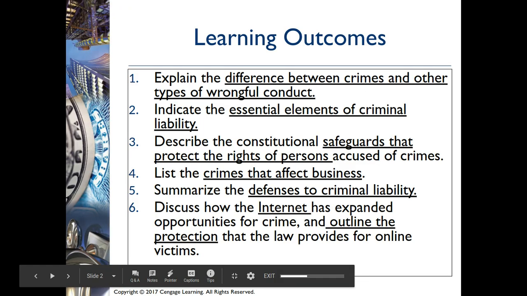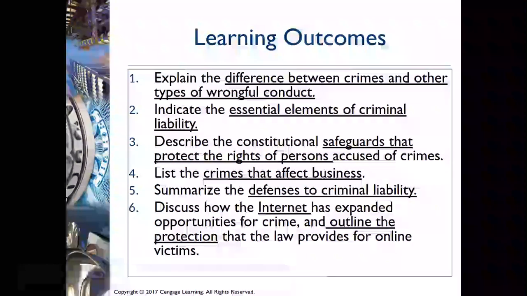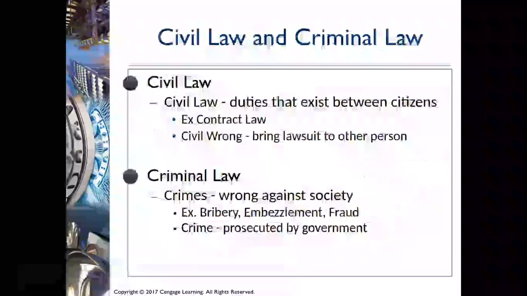Some of the things that we want to learn in this chapter are the difference between crimes and other types of wrongful conduct, elements of criminal liability, and safeguards that protect the rights of persons. We're going to be able to list some crimes that affect businesses, some defenses to criminal liability, and we'll discuss how the internet has expanded opportunities for crime and outline some of the protection laws that have been given to help us. First of all, we need to distinguish between civil law and criminal law.